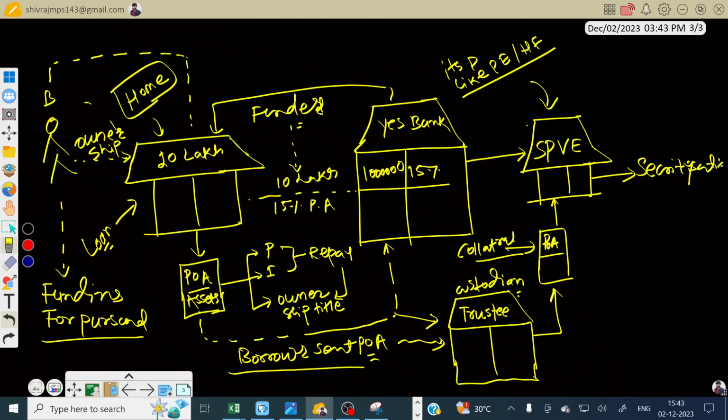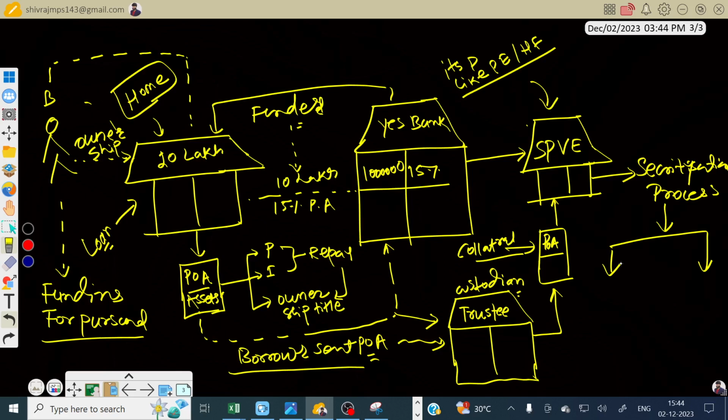Now your question would be, why is securitization important? I'll tell you. Once the POA is received by the SPV, see, the SPV is an entity created for a fundraising purpose. So it means the SPV will help to securitize the bank's assets, or bad assets, into different tranches or different forms of other assets, to raise additional funding for a bank.